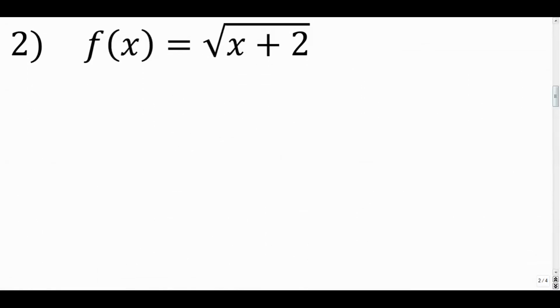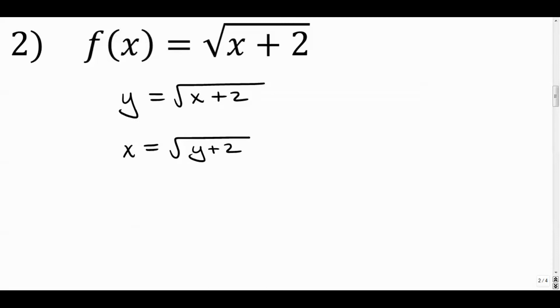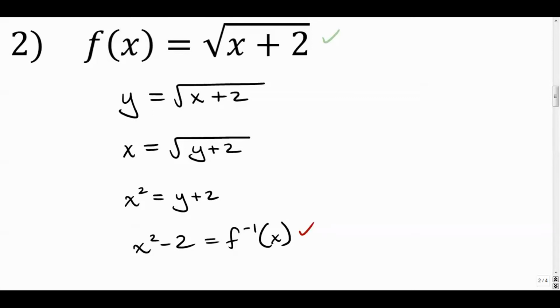All right, number 2. If you feel confident, give this one a shot. Pause it and see if you can find the inverse of this function. Step 1, turn f of x into y. Step 2, switch them. Step 3, solve for y. To undo a square root, we want to square both sides. And we're going to subtract 2. We don't want to write y, we want to write f inverse. All right, so my claim is that this function and this function are inverses of each other.